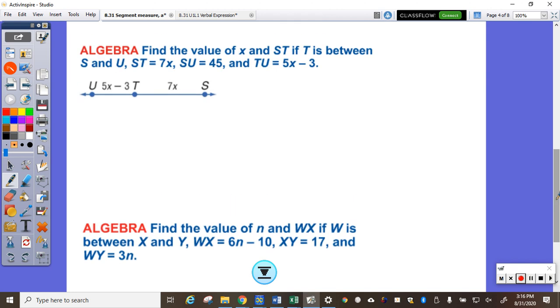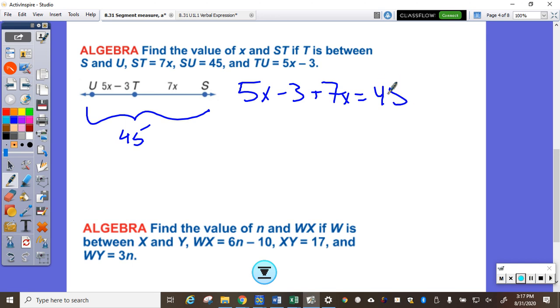So finding the value of x and ST if T is between S and U. So T is between S and U. ST is 7x. SU is 45. And TU is 5x minus 3. Well, then we take the parts. If T is between U and S, then UT plus TS is US. So 5x minus 3 plus 7x is going to equal 45.